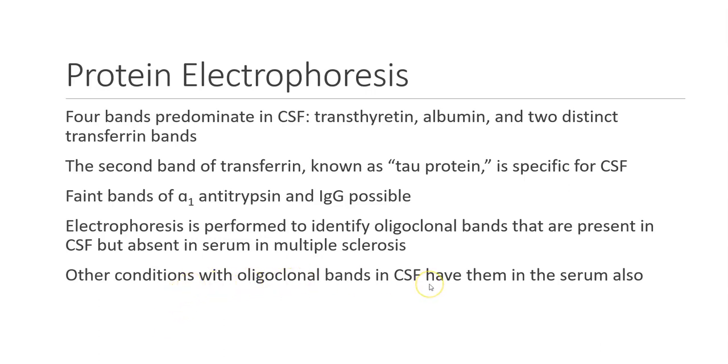Electrophoresis is performed to identify oligoclonal bands that are present in CSF but absent in the serum in multiple sclerosis. There are other conditions with oligoclonal bands in CSF, but they have them in the serum also.